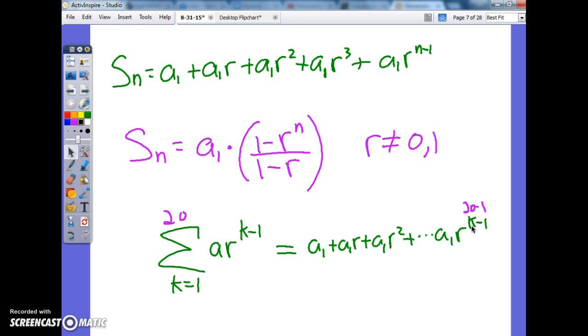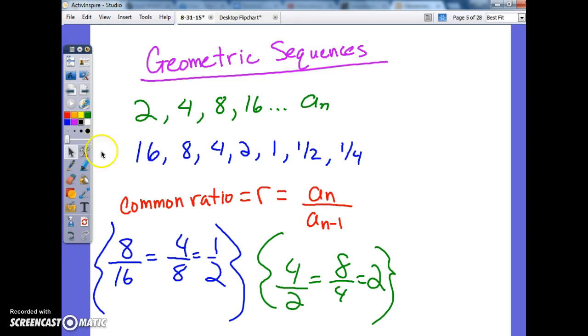Okay? r times r times r times r. Alright, so we apply the common ratio one less time than the term. Okay? So for the 20th term, r to the 19th power. And you notice that is because we keep going back. This is 2 times r. This is 2 times r squared. This is 2 times r cubed. Okay? Alright.